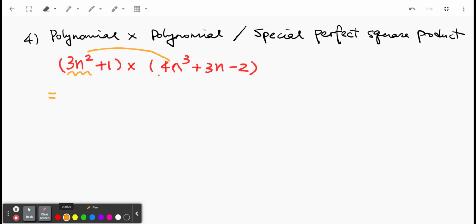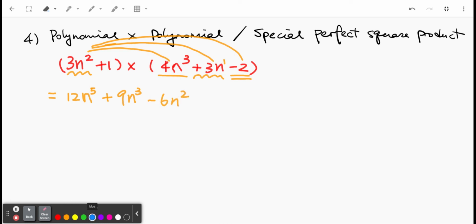That gives you 3 times 4 is 12. N squared with n cubed, 2 plus 3 is 5. So that's one term. Then you want to multiply the first term with the second term in the second parentheses. So 3 and 3 is 9. N squared with n to the 1, add them together is n cubed, so 9n cubed. And then the last one, 3n squared multiplied with negative 2. So multiply 3 with negative 2 is negative 6n squared.